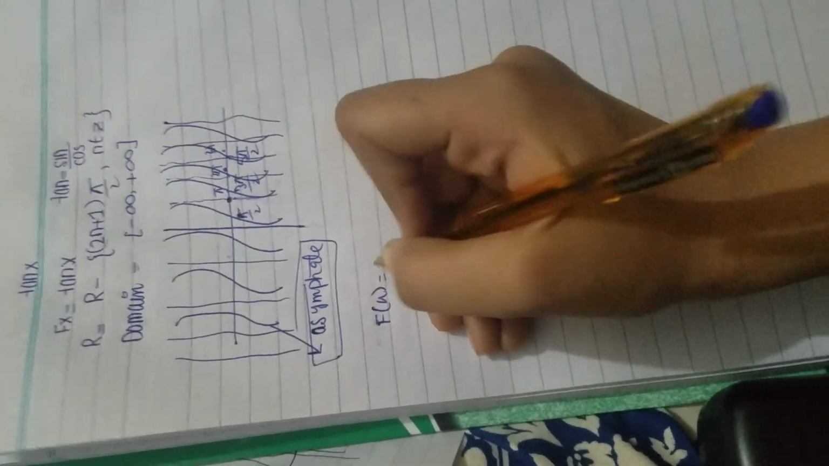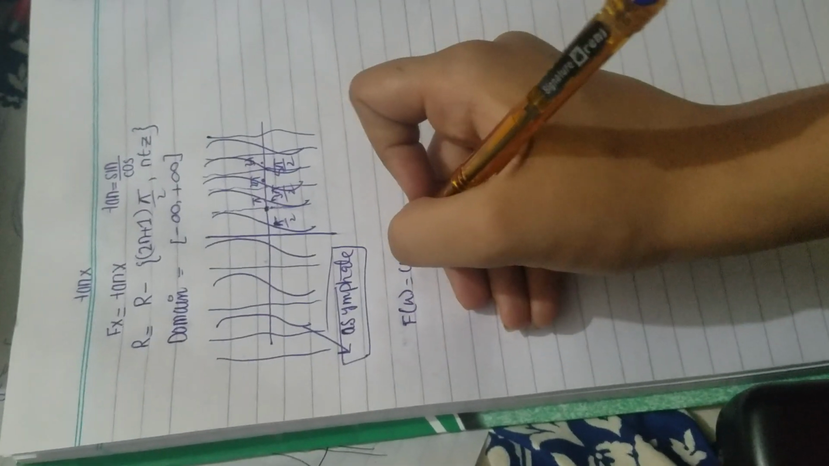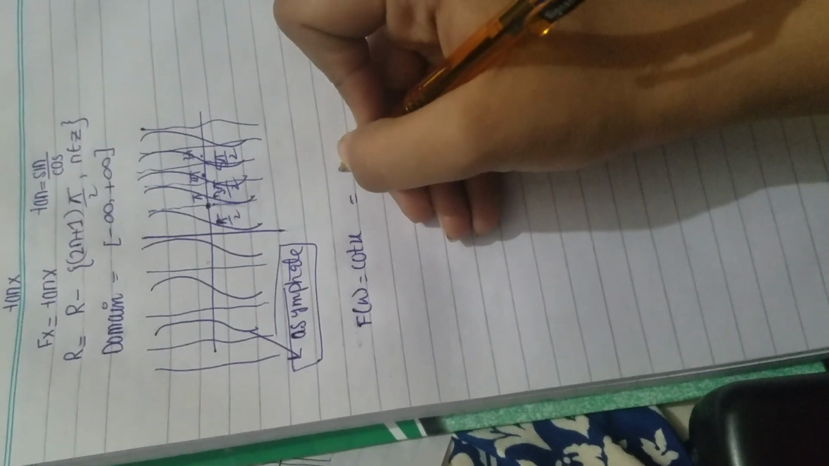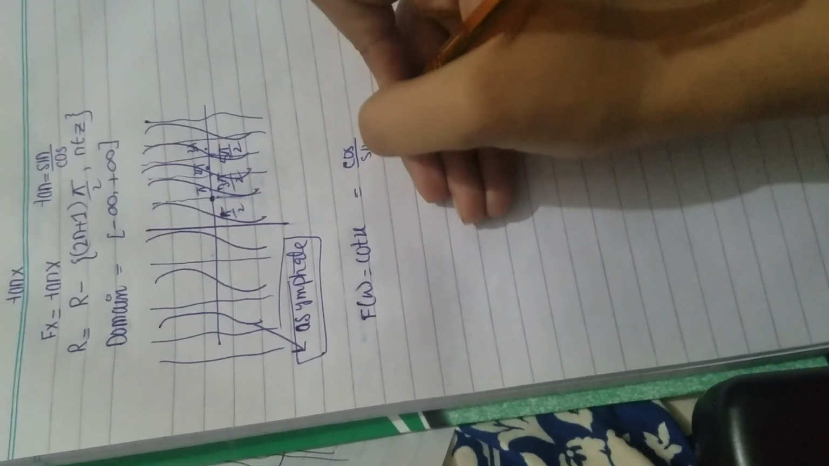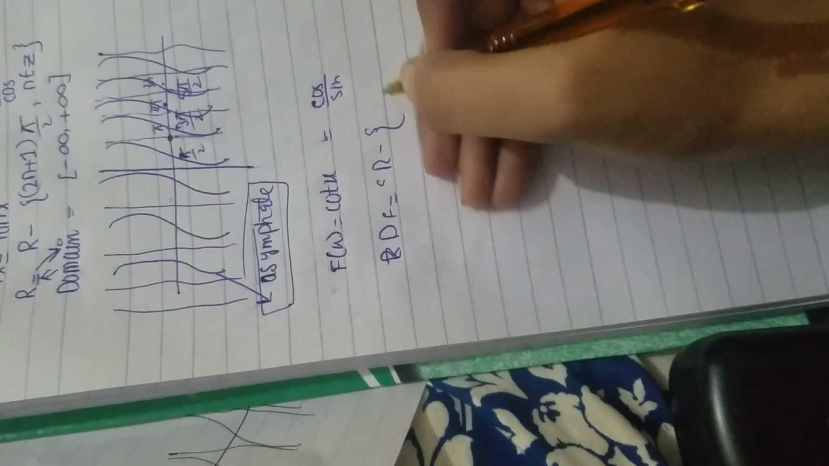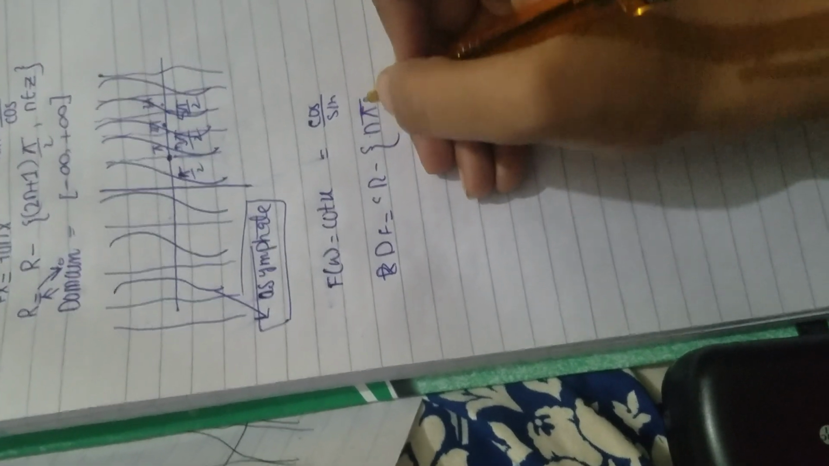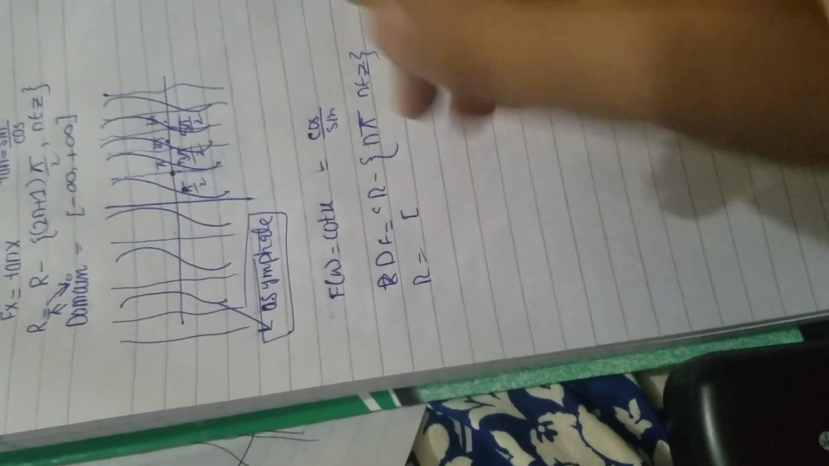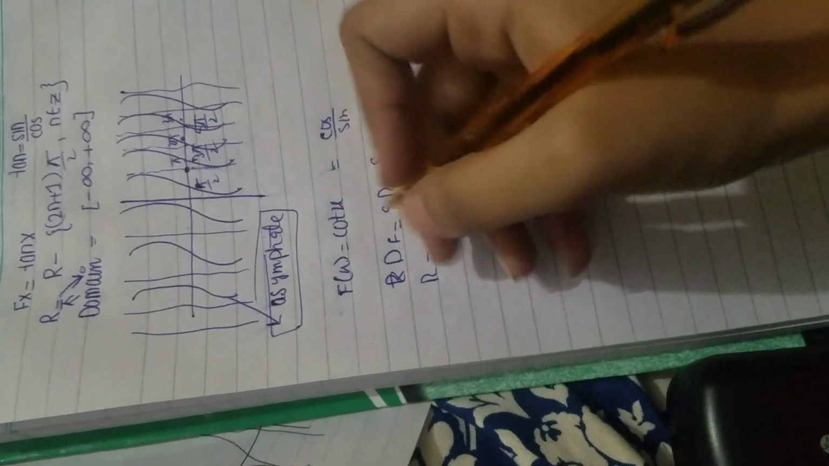If we talk about the next one, which is f(x) equals cot x. Here again we have the domain, putting in the function and getting the range. For instance, cot is the ratio of cos upon sine, and sine is 0 at n pi. So the domain of the function is the real numbers minus n pi, where n belongs to the integers, and the range of the cot function is the real numbers.